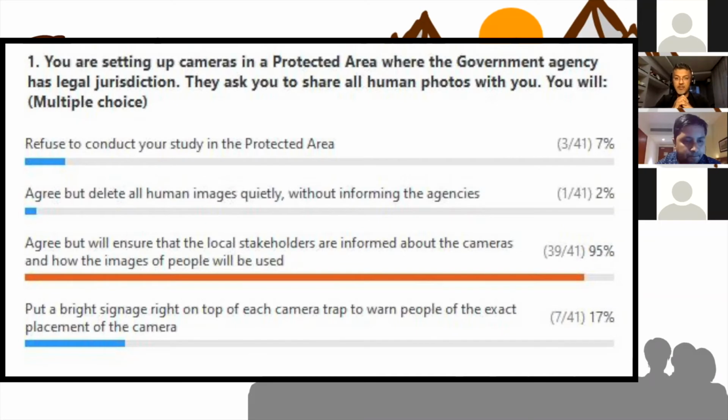Okay, wow, we have almost 100% of responses which say that people will agree, but will ensure that local stakeholders are informed about the cameras and how the images of people will be used. Absolutely heartwarming to see this consistent response from all our wonderful participants here. Absolutely, I think that's one of the best ways to go about it.